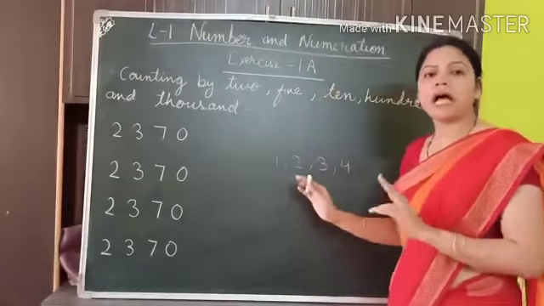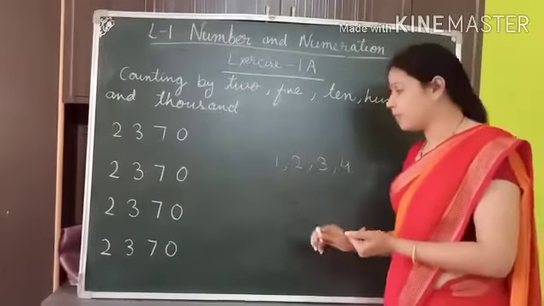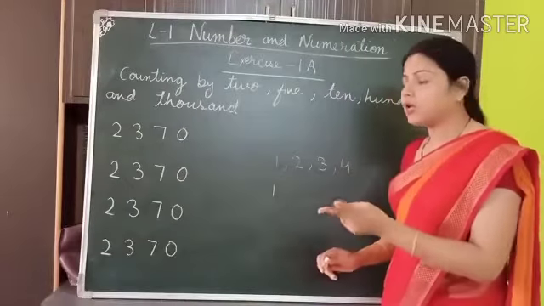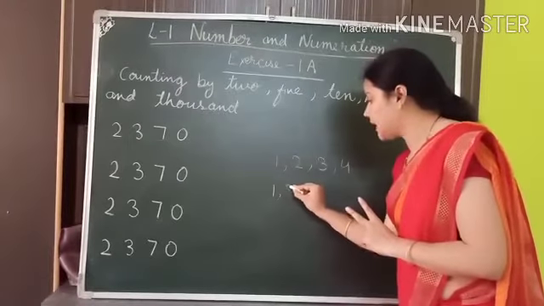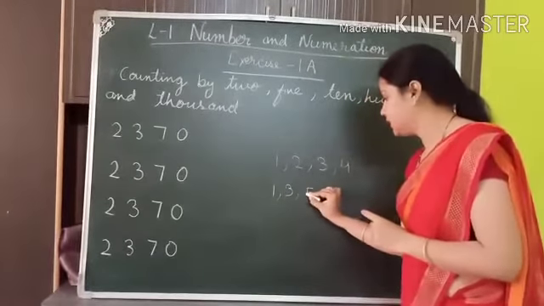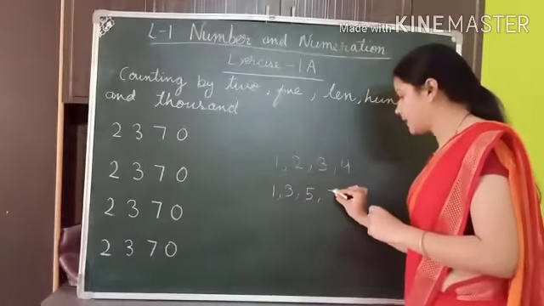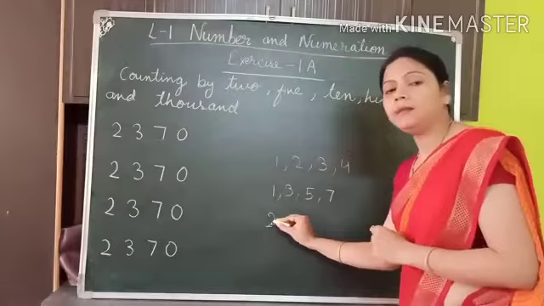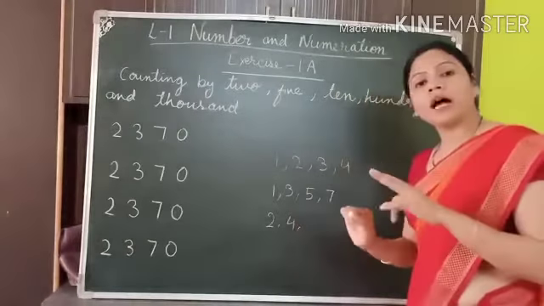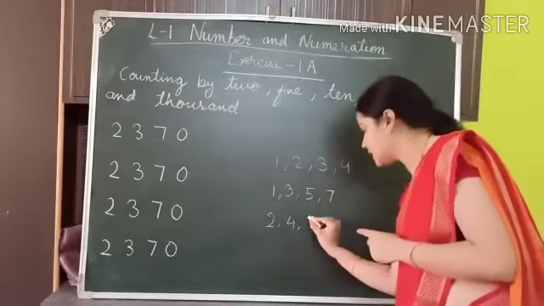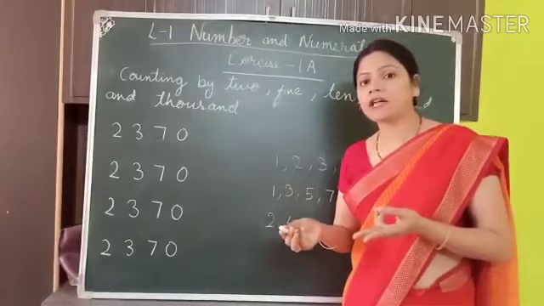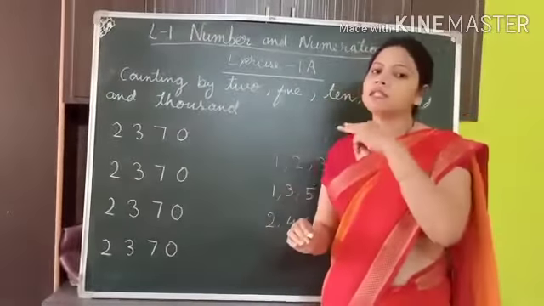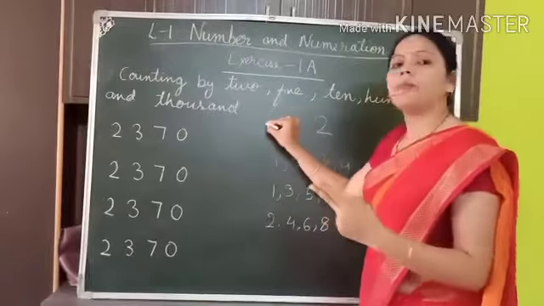How to solve problems like counting by 2s? In this, we have to add 2 to the previous number. Like if I have written 1, then here I don't add 1, but I add 2. Means 1, 3, 5, 7. So these are counting by 2s. Like if it starts with 2, then 4. After 4, if we add 2, 6. Then 6, if we add 2, then 8. So these are counting by 2s, where we add 2 to the previous number.